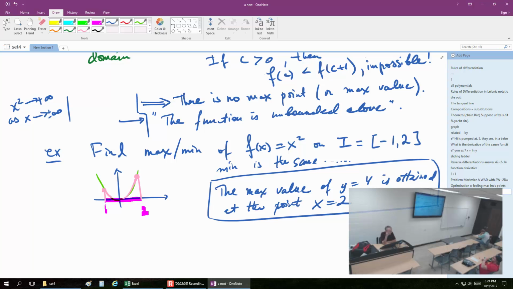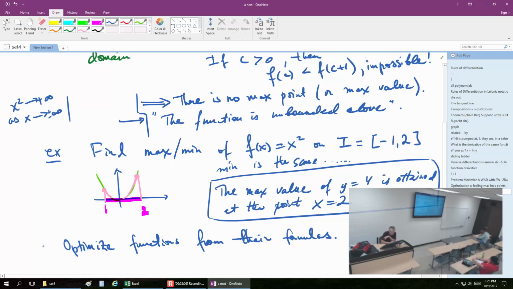What we're after right now is what we can derive indirectly. Okay, so not looking at the graph, but rather the function that might not be plotted or available in any specific way, but it might have parameters, and we just don't know what's going on there, and we want to derive it from the formula. So, optimize functions not from their graphs, but from their formulas. Okay, so that's the goal.